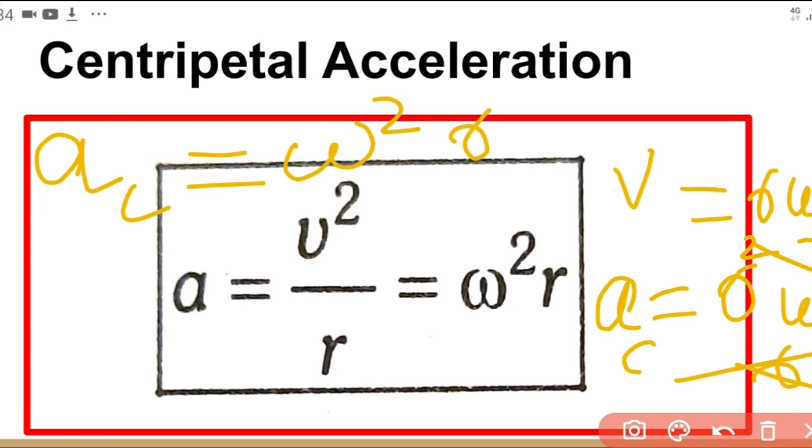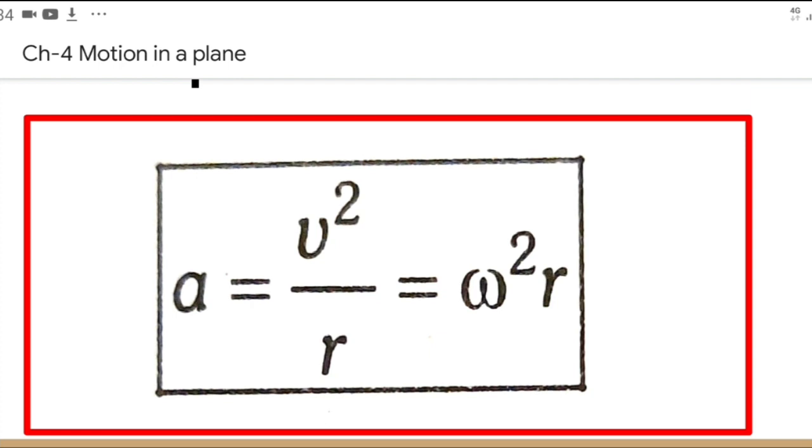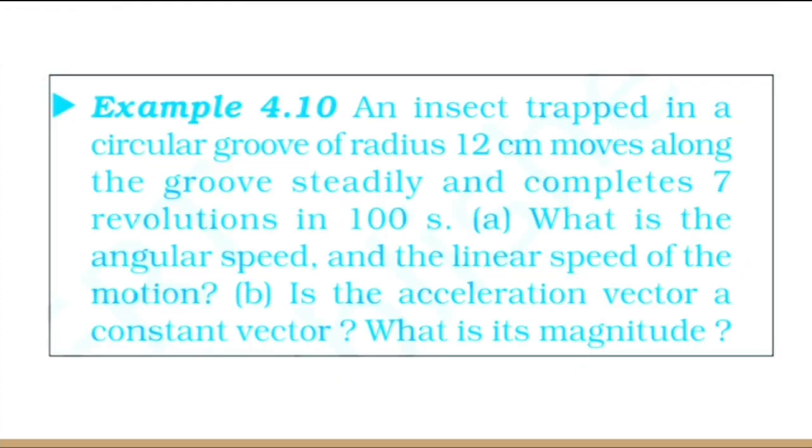Two expressions we already discussed. Now this is the third one, that is centripetal acceleration in terms of angular velocity. So a is equal to omega square r. So we need all these expressions in doing problems. Okay, so now we'll explain some problems. First, we move on to an example, that is example 4.10.